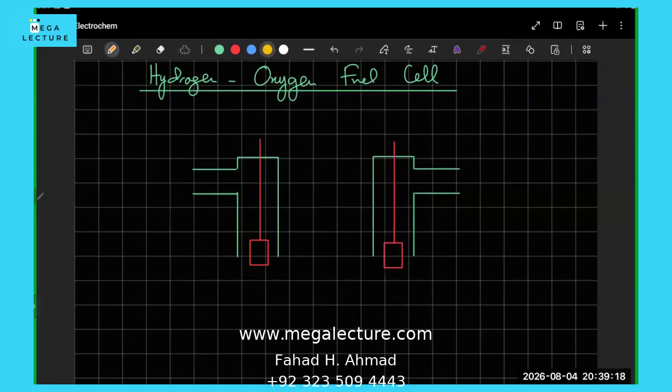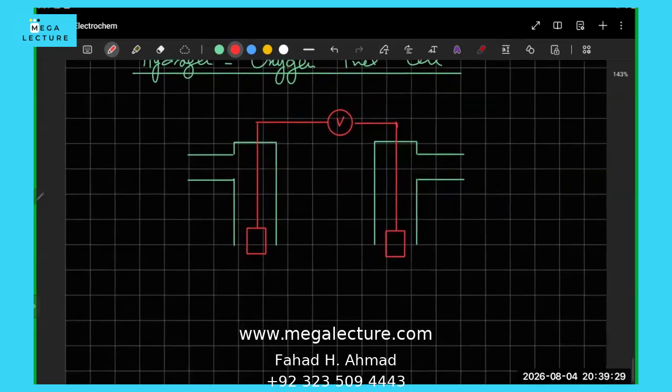Let me quickly draw this. The rest of the diagram is exactly the same. It's a cell, and it can be alkaline as well. It could be acidic as well. You have gas coming in.